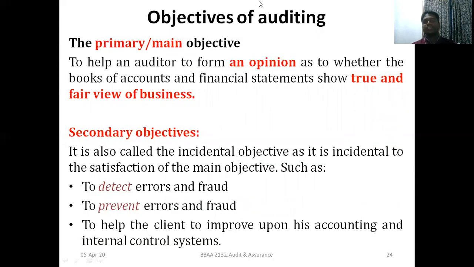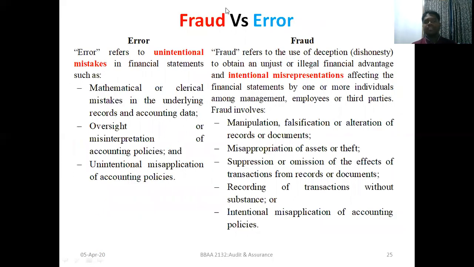Then we discussed the objectives of auditing. The primary objectives were there and secondary objectives also. Then we discussed fraud and errors. What is the meaning of fraud and errors? Some examples also we discussed.